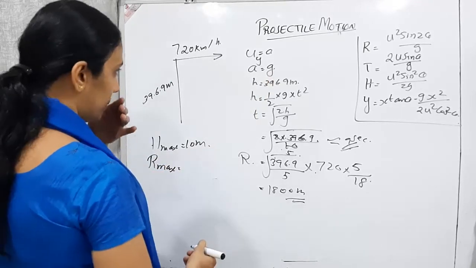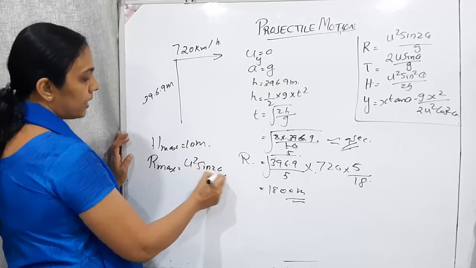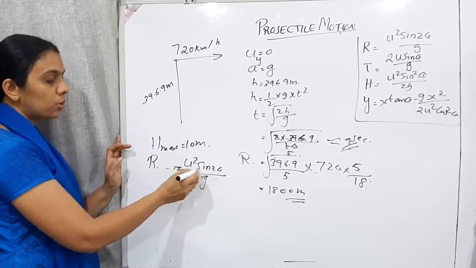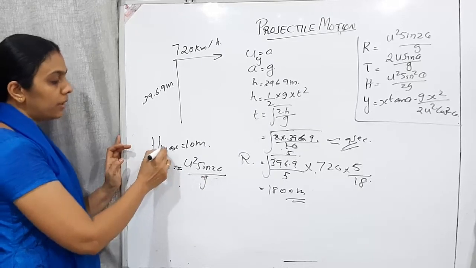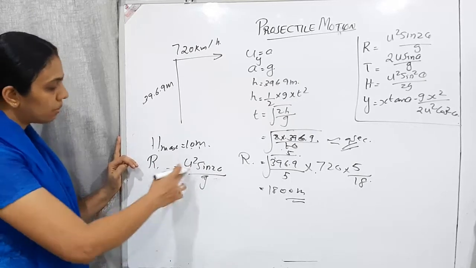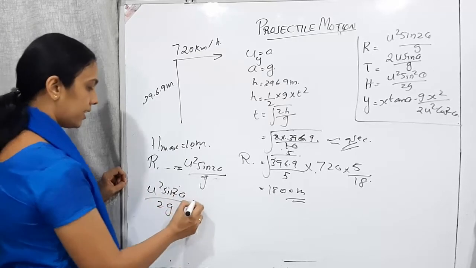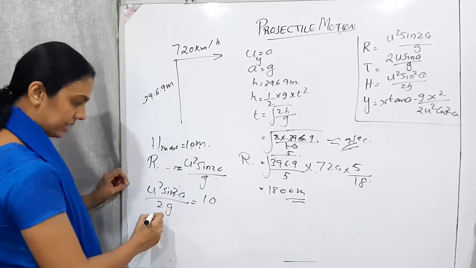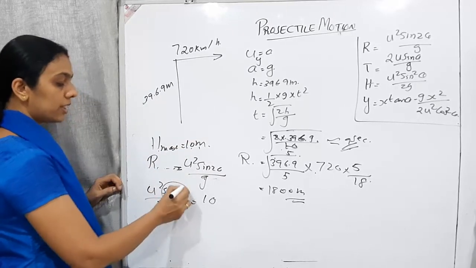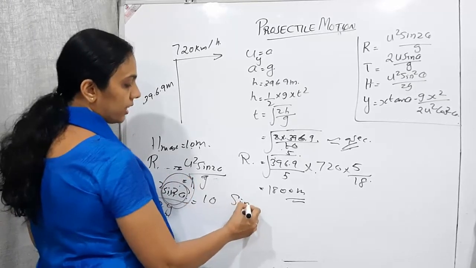R max will be equal to, what is the maximum? U square sine 2 theta divided by g is the range of the projectile, R is equal to U square sine 2 theta by g. Here we got H as 10 meter. H is equal to U square sine square theta by 2g. We can substitute in that equation. U square sine square theta divided by 2g is equal to 10 meter. Therefore, the maximum height is 10 meter, so sine square theta should be equal to 1. Then only he will be getting the maximum value. Sine square theta equals 1.